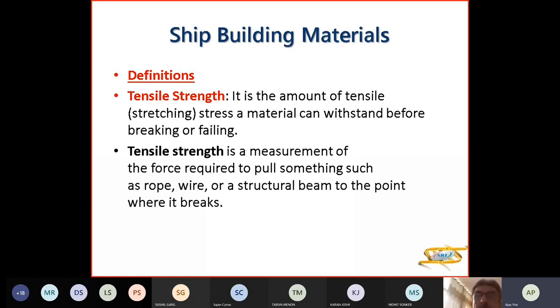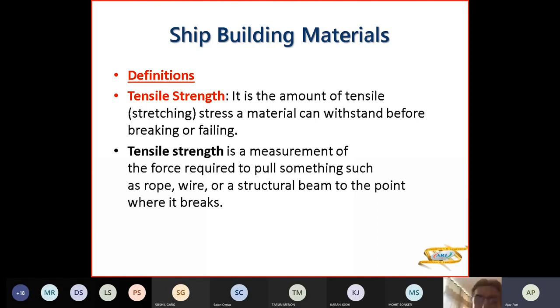So good afternoon. We completed your tonnage now. Load lines and tonnage we've completed. So we'll start from shipbuilding material. So we'll be coming to your stress, strain, and modulus of elasticity and all that we'll be covering now.